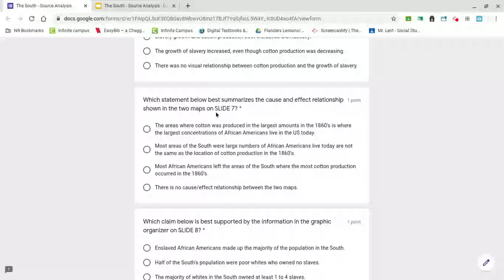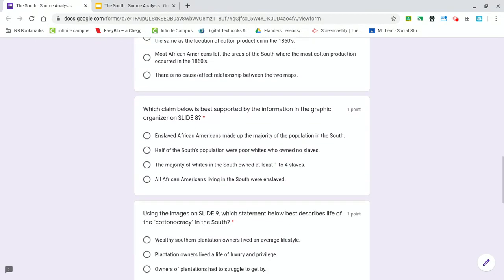Okay, which statement below best summarizes the cause and effect relationship in the 2 maps on slide 7? The 2 maps that we're talking about here are the clusters of cotton production and the map that I showed you that has all of the blue counties representing where African Americans live in the South today. Cause and effect relationship. One is from 1860, one is from more recent. Which claim below is best supported by the information in the graphic organizer on slide 8? That is the pyramid graphic organizer.